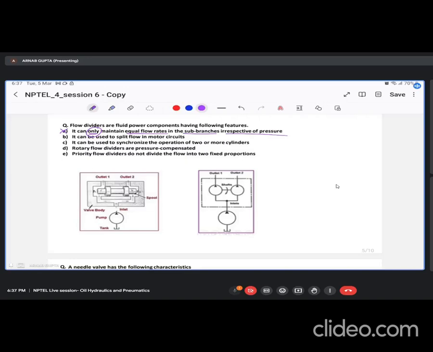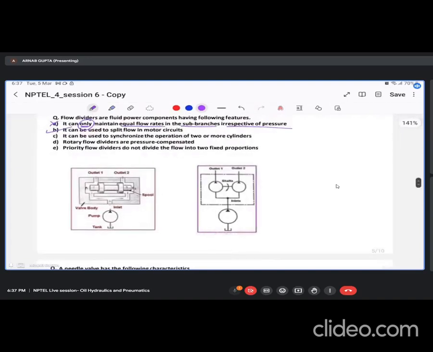It can be used to split the flow in motor circuits. Yes, it can be used to split flow in the motor circuits. So suppose you have two different motors which need to be rotated at the same speed irrespective of the load on the motor, such as in conveyor belts. So in such cases, you need to use such flow dividers.